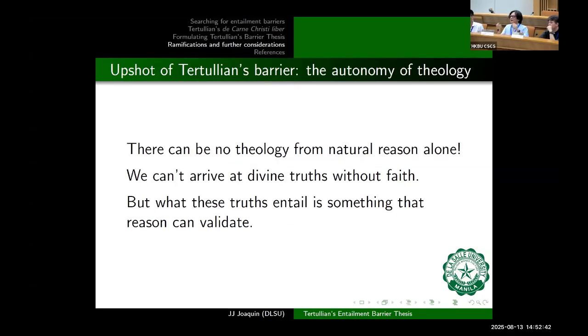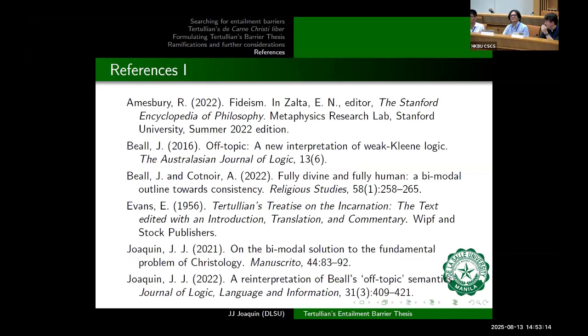I think this leads us to a kind of autonomy thesis. If there's a moral autonomy thesis in metaethics, we could have a kind of theological autonomy thesis if Tertullian's barrier is right. The idea here is that you can't have a theology from natural reason alone. You can't arrive at divine truths without faith. What these truths entail is something that reason can validate. And I'll end here. Thanks very much.